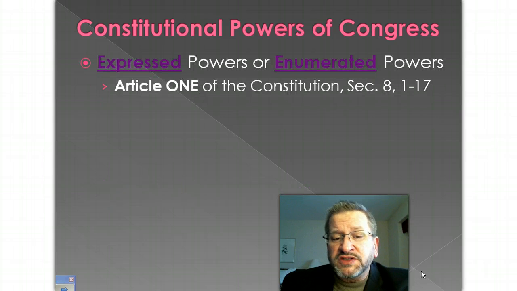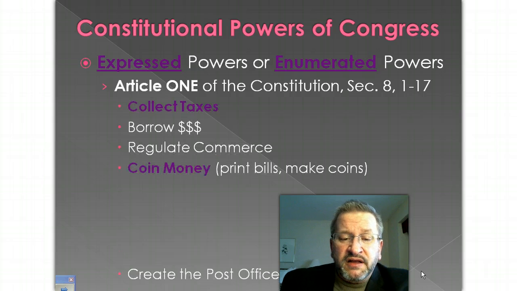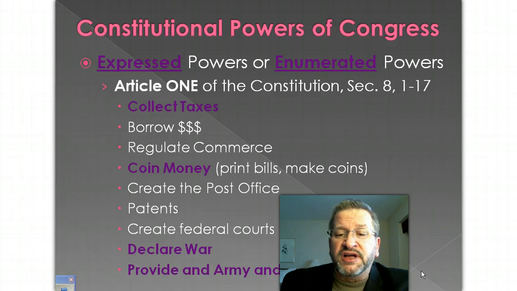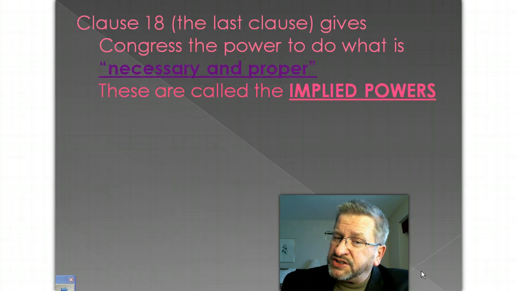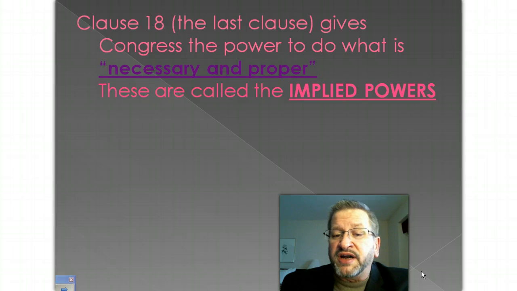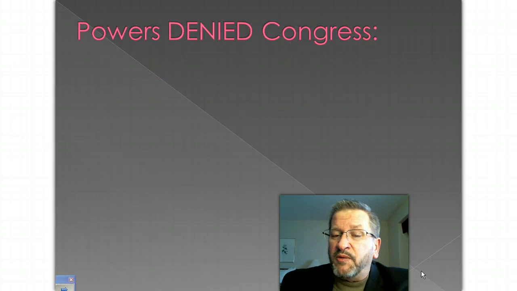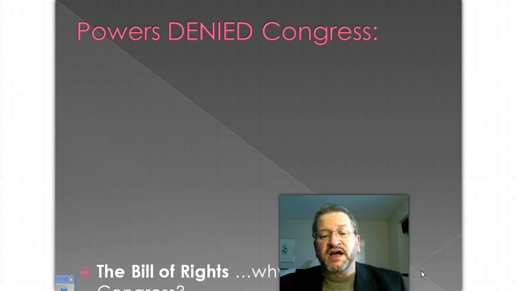What are the constitutional powers of Congress? Well, we've already talked about the expressed or enumerated powers. Those are the ones that Congress has specifically gotten from the Constitution. Enumerated powers, like to declare war or collect taxes. Those are specific powers, but we also know from last unit that there are implied powers that are necessary and proper to do what's important to keep the country going. That's the elastic clause. It expands the power of Congress to meet the needs of the nation. We also have already learned about the denied powers of Congress.